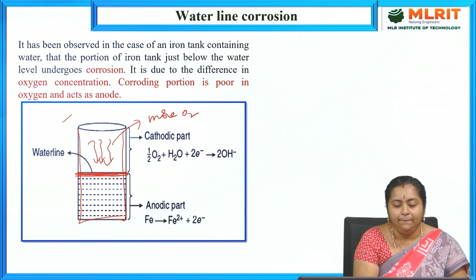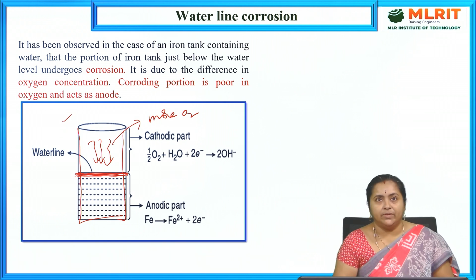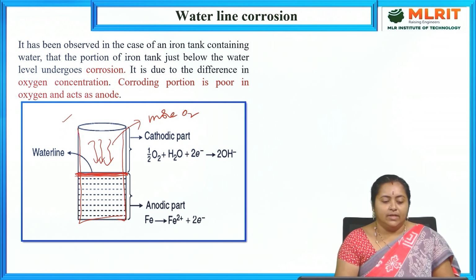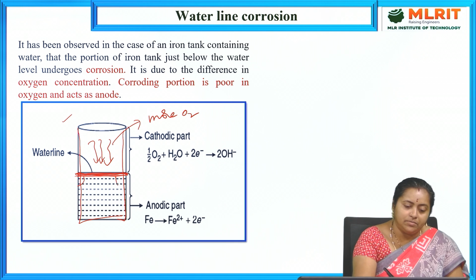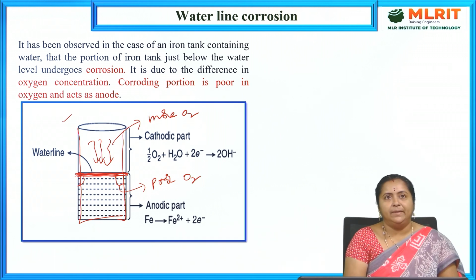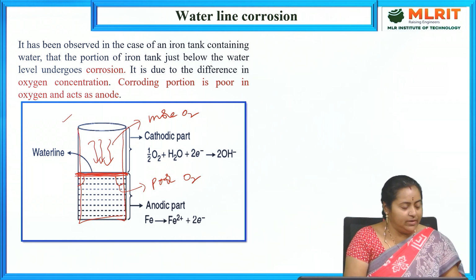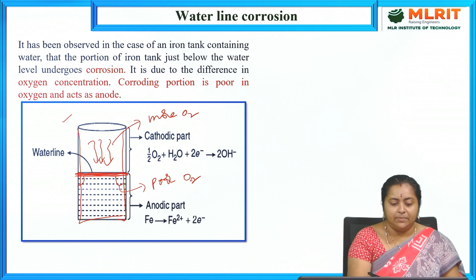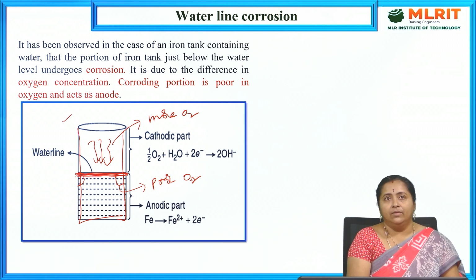Just above the water line, the areas are considered to be the areas with more penetration of oxygen, and just below the water line, the areas are considered to be poorly oxygenated areas. That means penetration of oxygen will be less. So in this case, similar metals are in mutual contact with the medium or electrolyte of varying concentrations. Then such type of corrosion reaction is what we call waterline corrosion.